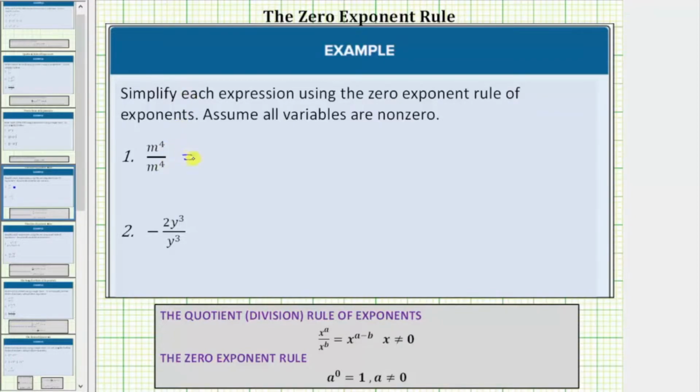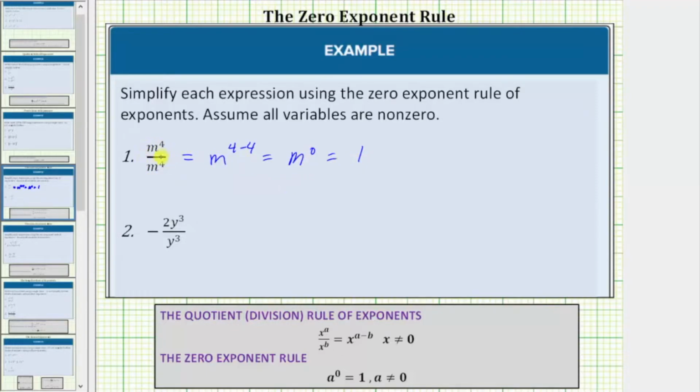m to the fourth divided by m to the fourth is equal to m raised to the power of 4 minus 4. Well, 4 minus 4 is equal to 0. This simplifies to m to the 0. m to the 0 is equal to 1. So this can be used as one justification as to why any non-zero value raised to the 0 power is equal to 1.